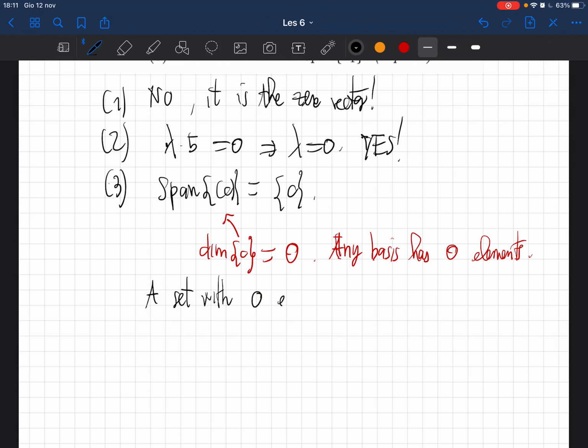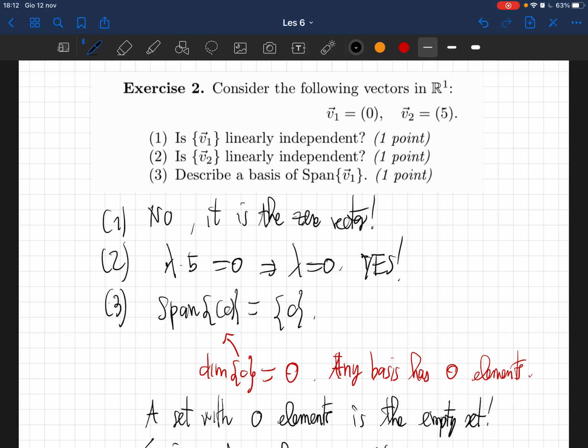So the empty set is a basis of this span of V1. One has to remember this, but it works. You see, it was pretty easy, but if one gets distracted or confused by the fact that we're considering just numbers here, then one can perhaps make mistakes. You have to be careful that it's not the case.